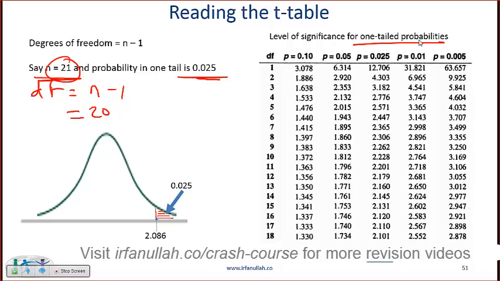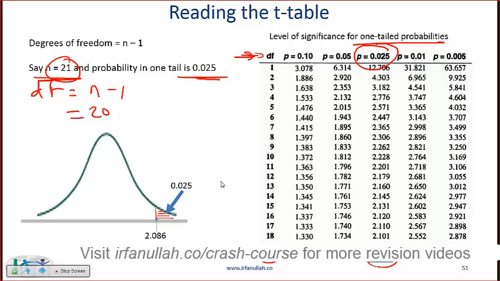If you are given one tail probabilities, this is 0.025. Notice that here the probabilities on a t table are given right here. On a z table, the probabilities were in the middle. So there's a difference between the z and the t table. You look up the degrees of freedom, and this is your answer.